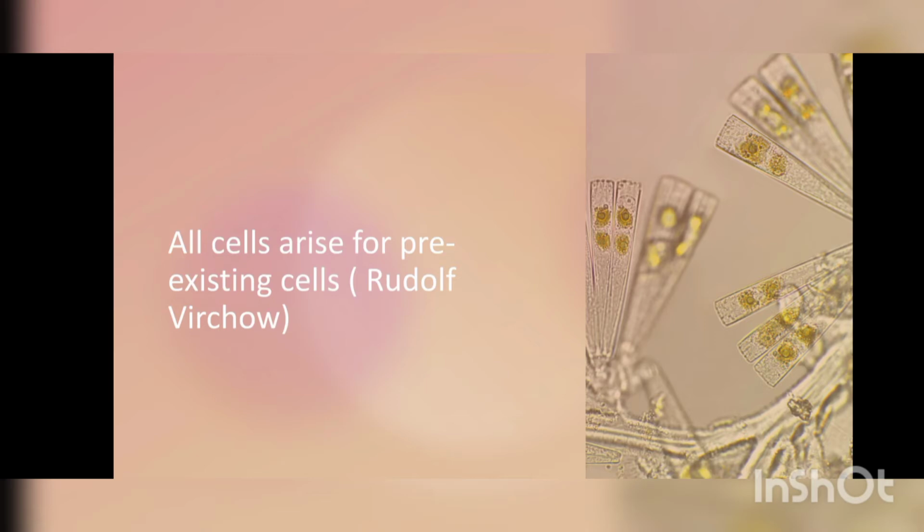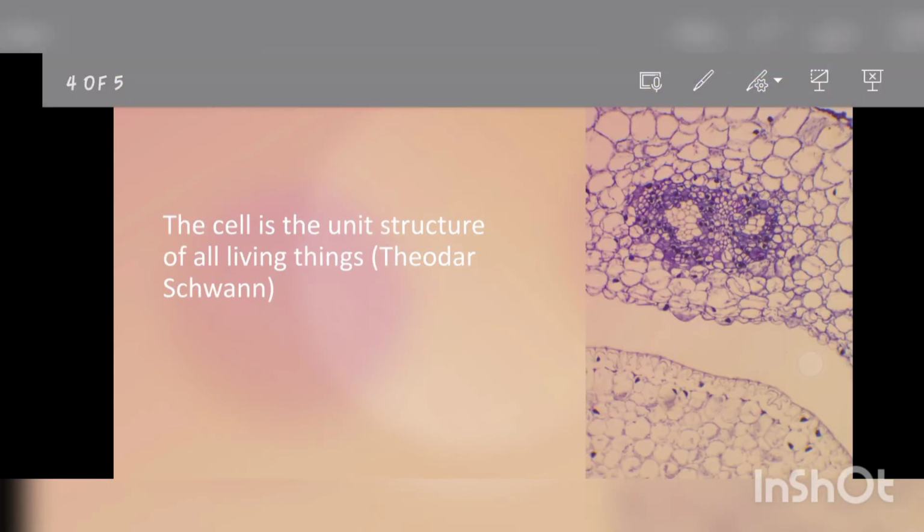In 1839 there were only two points. After that, in 1858, more points were added. And what was that point? That point was that cells arise from pre-existing cells. And who added this to the theory? That was Rudolf Virchow. Okay, these are the three main points. Let's revise it once again.